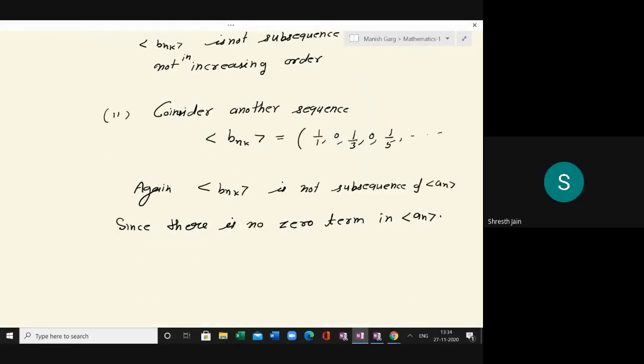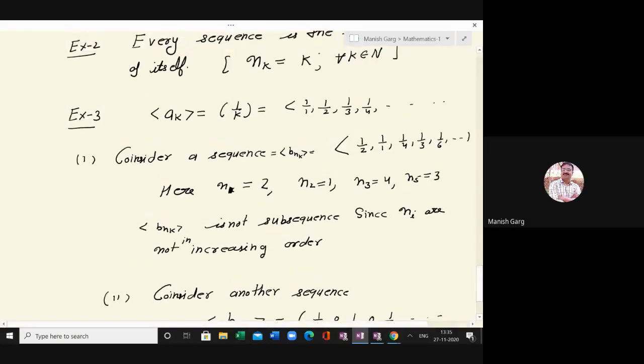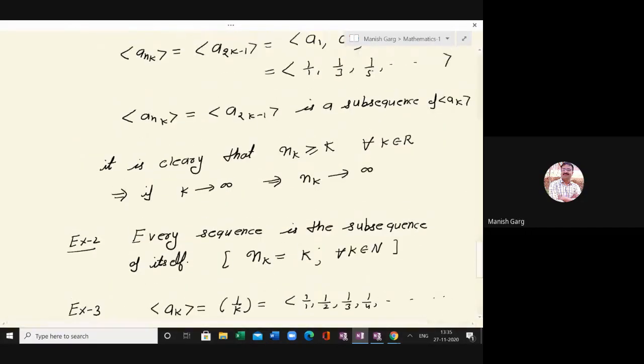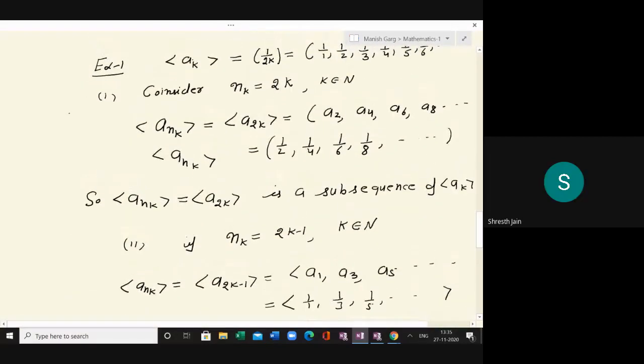Any other doubt? Sir, please scroll up to example 1. Yes. Here, this is okay. Example 1. Now here, sir, ak is equal to 1 upon 2k. So the elements you have written, I think they are wrong. Why? If you put k equal to 1, then the first element will be 1 by 2. So I think this is 1 by 2.